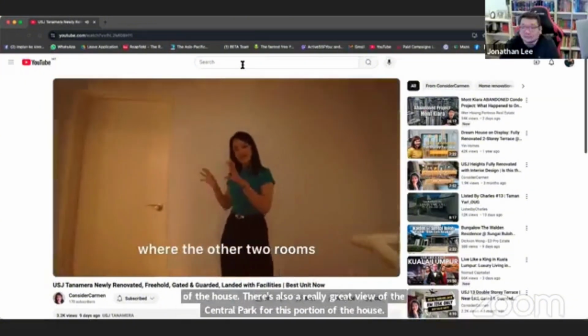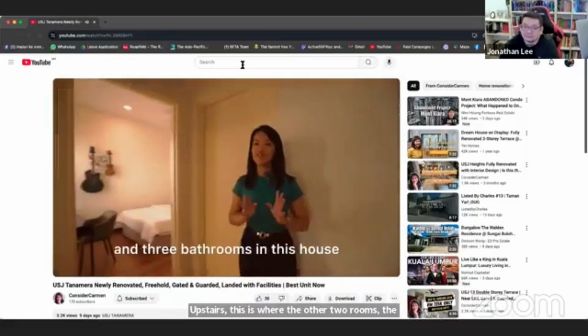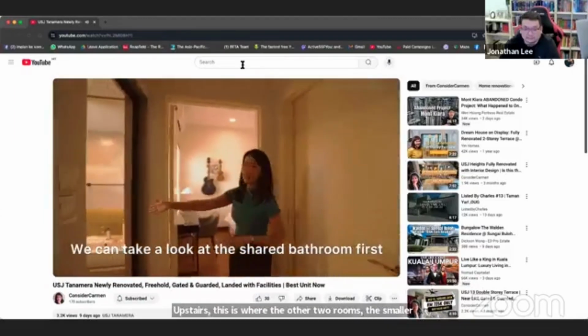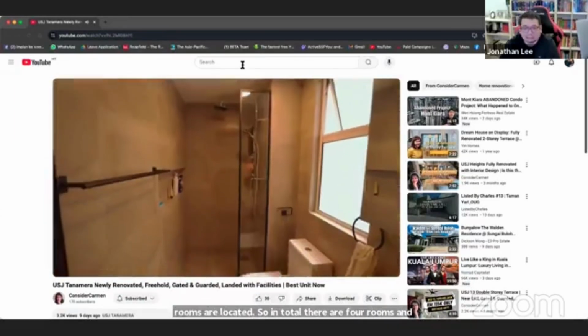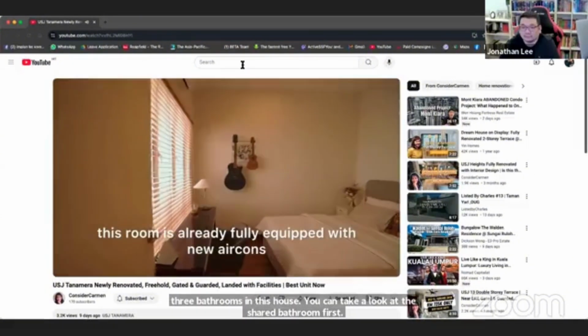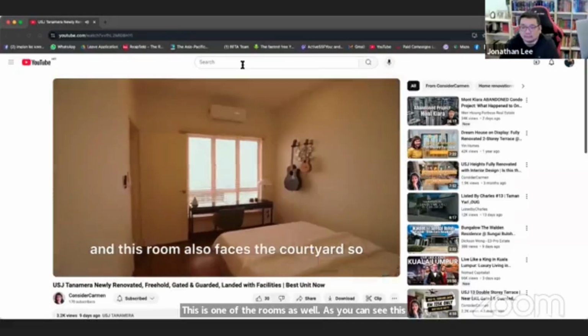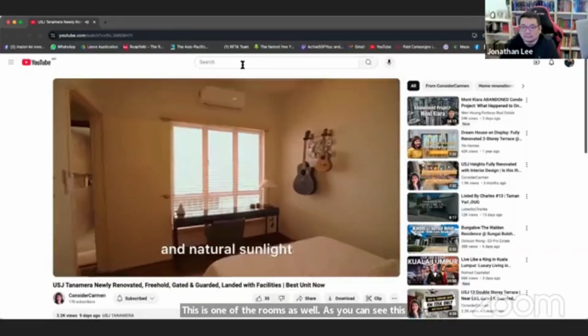Upstairs, this is where the other 2 rooms, the smaller rooms, are located. So in total, there are 4 rooms and 3 bathrooms in this house. We can take a look at the shared bathroom first. This is one of the rooms as well. As you can see, this room is already fully equipped with new air cons, and this room also faces the courtyard, so you get natural ventilation and natural sunlight.